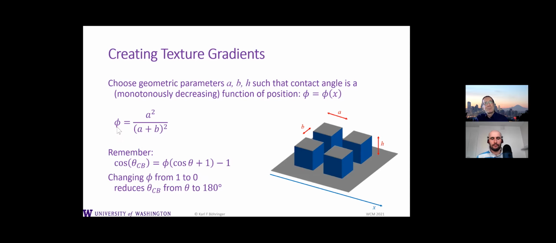So remember how we calculate phi. We can make this a function of location. So you can make phi larger or smaller depending on how you pick your geometry on the surface with the parameters A and B. A, the surface area of the mesa, and B, the gap between them. So if you make A very small and B large, then you get a very small phi, and accordingly you get a larger contact angle that makes the drop appear closer to a sphere.